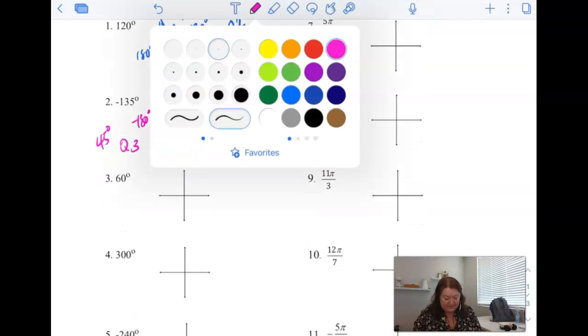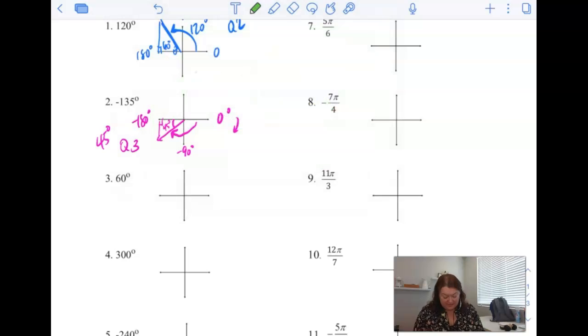All right, 60. Well, that's super easy. That's going to be a positive, and it's not going to make it to 90, but it will make it part of the way. So it's going to look like this. Here is my right triangle. Here's my central angle. So this is a quadrant 1 with 60 degrees, because it is exactly 60 degrees to get back to that x-axis where we started.